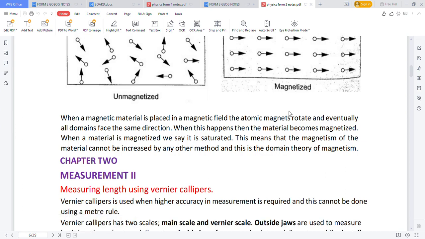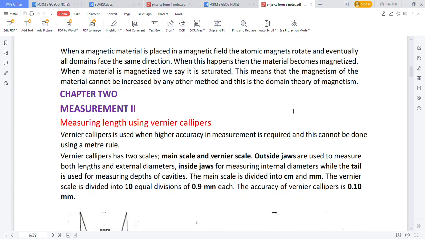When a magnetic material is placed in a magnetic field, the atomic magnets rotate, and eventually all domains face the same direction. When this happens, the material becomes magnetized. When a material is fully magnetized, we say it is saturated. This means that the magnetism of the material cannot be increased by any other method, and this is the domain theory of magnetism.